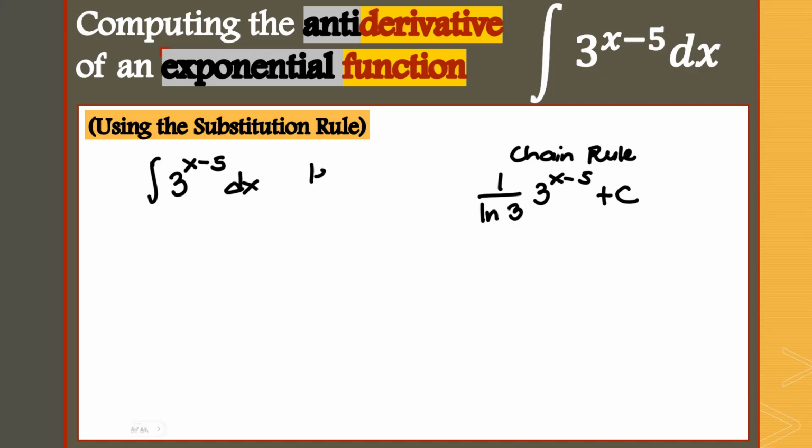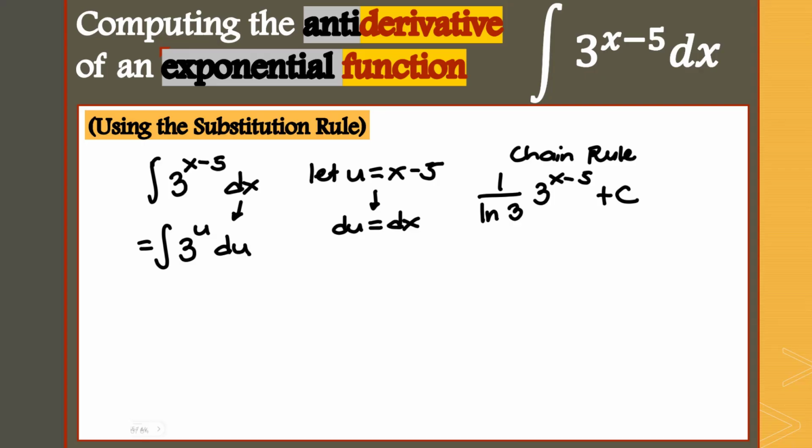So let u be equal to x minus 5, and then you will have the integral of 3 to the power of u, and dx would then be expressed in terms of u. We can get that by differentiating both sides of the equation. u becomes du, x becomes dx, minus 5 becomes 0. That means that dx is just du in itself, so once we plug that in, you will have 3 to the power of u du. Of course, you will be returning to x minus 5 later on.